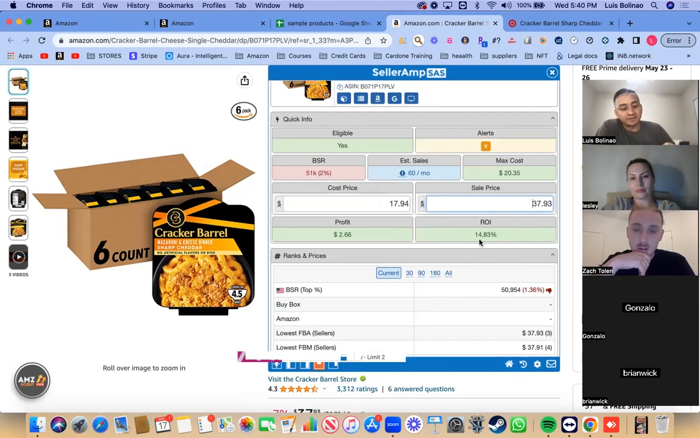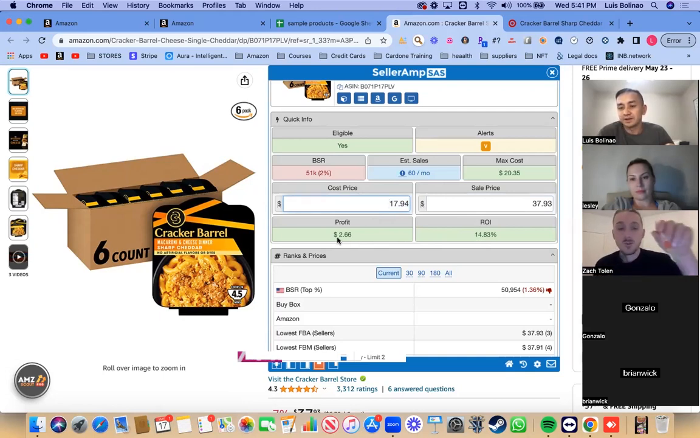So 37.93 times 0.14. Oh, after the fees. Hold on. So 17.94 plus it would be $6? Right. So your ROI, so you invested $17, right? And your return of investment is 14%, which gives you $2 profit.